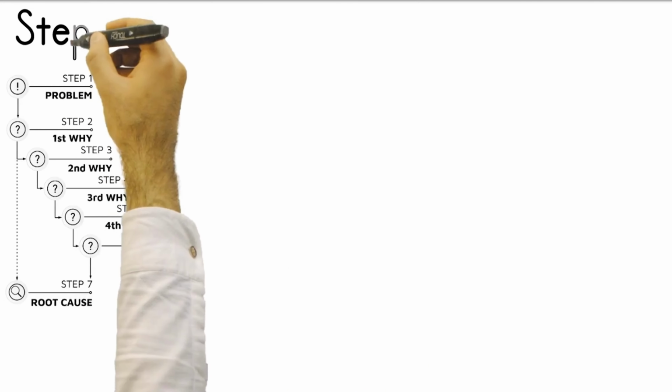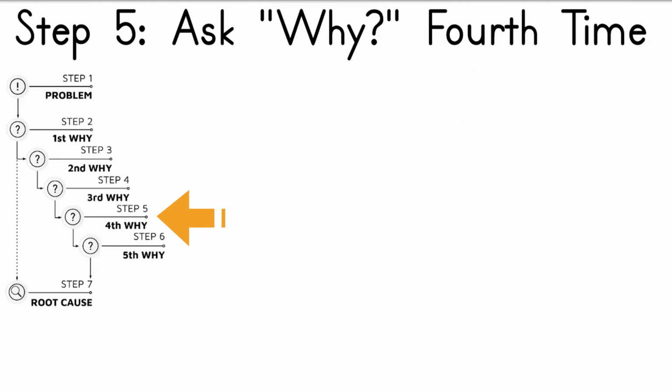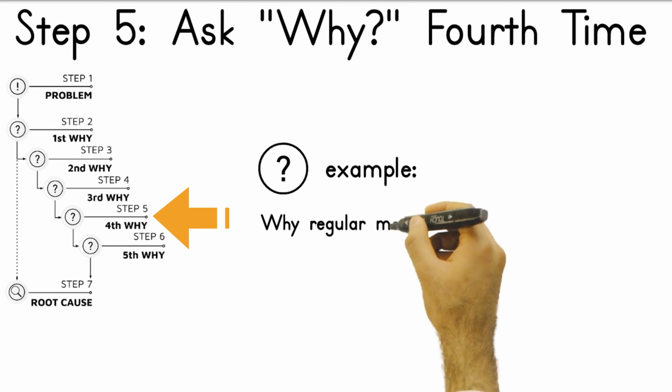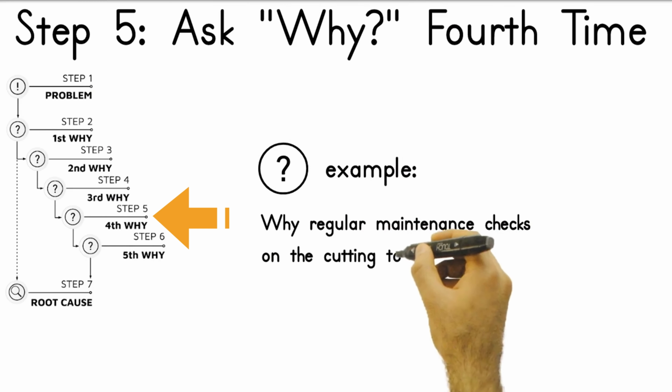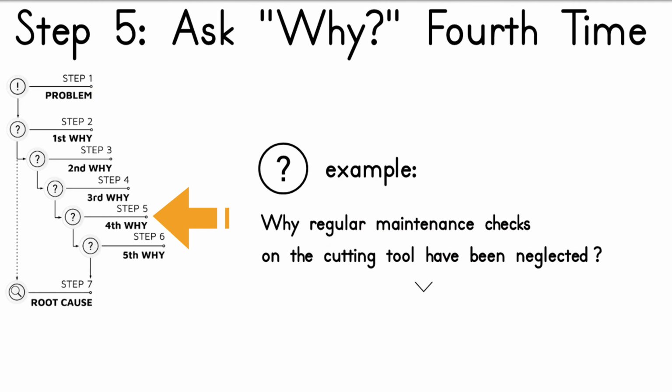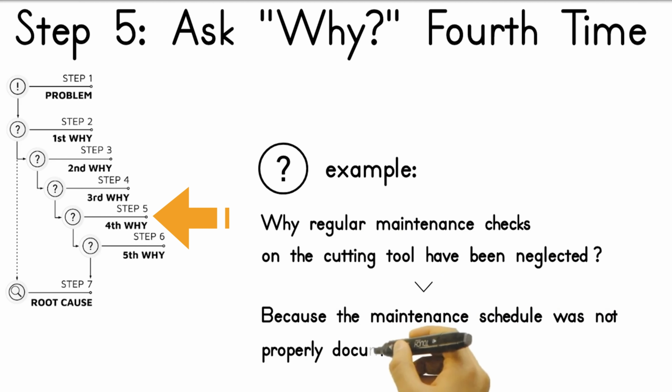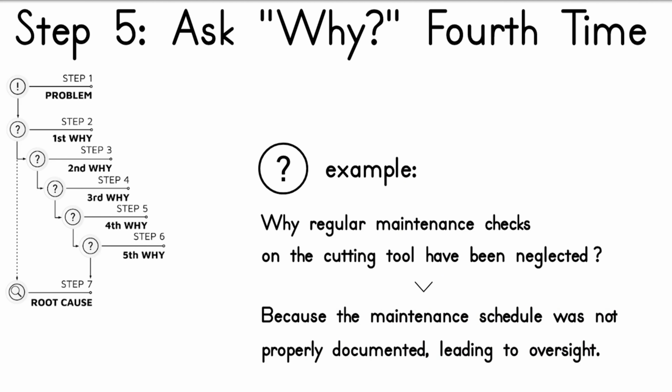Step 5. Ask why. Fourth time. Continue peeling back the layers to reveal the root cause. Inquire why regular maintenance checks on the cutting tool have been neglected. The answer could be, because the maintenance schedule was not properly documented, leading to oversight.